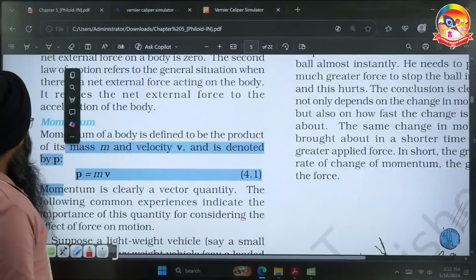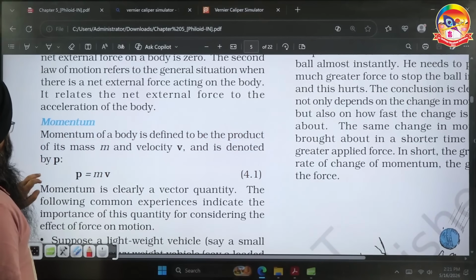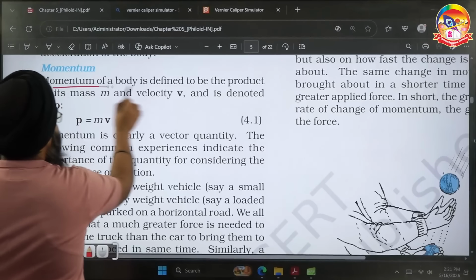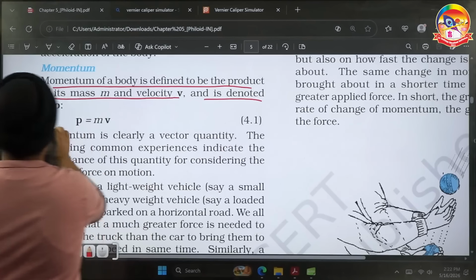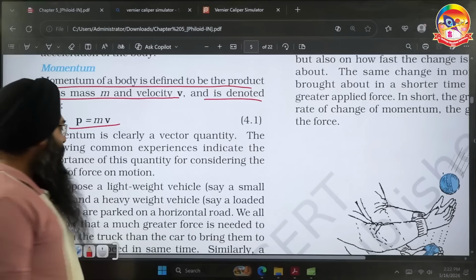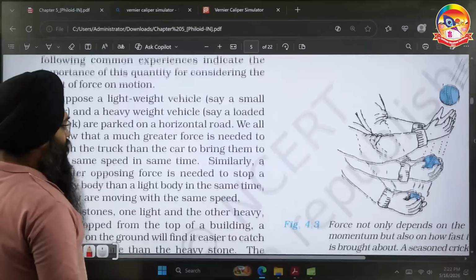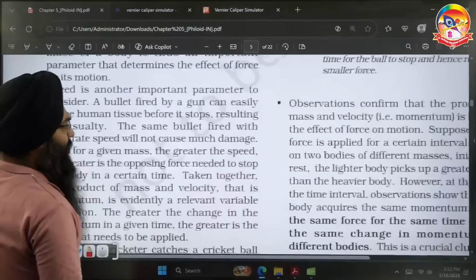First they have given the definition of momentum. So momentum of the body is defined as the product of its mass m and velocity v, and it is denoted by p vector. p vector is equal to mv, and the rate of change of this momentum will be given by the net external force. This they have written in the form of examples also. I'm not reading the examples, please read them on your own. These are very simple examples.